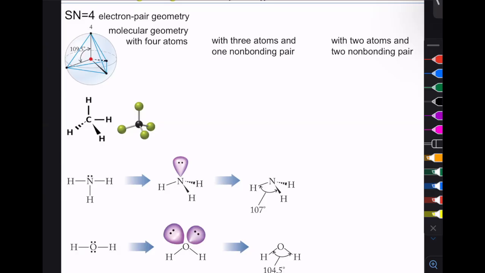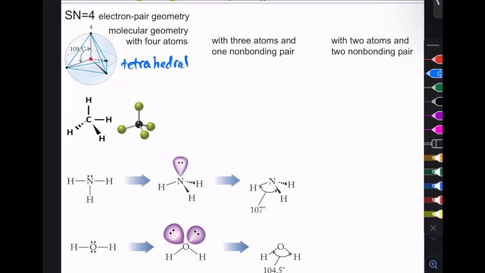And just put it as SN is 2, it's linear. If SN is 3, it's trigonal planar. If SN is 4, it's tetrahedral, okay? Tetrahedral. Now, if there's no lone pairs, then the molecular geometry is tetrahedral as well.